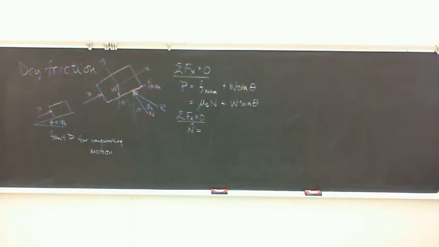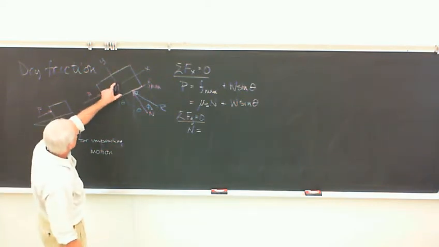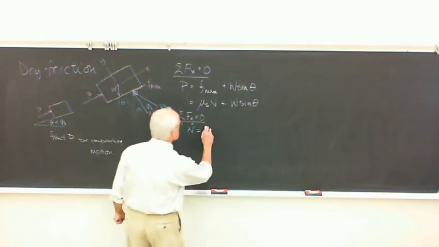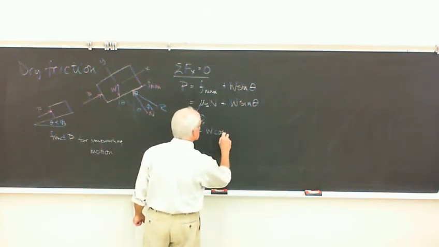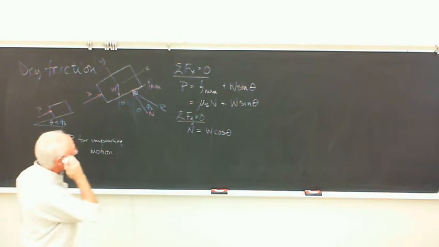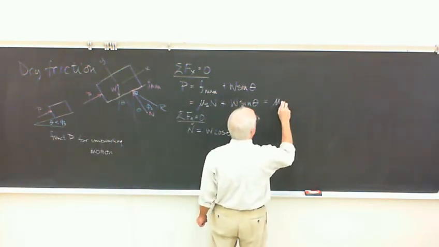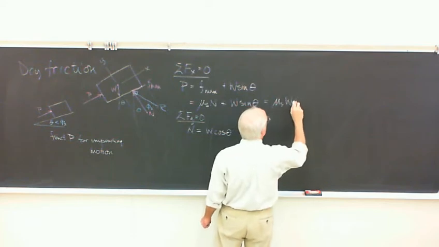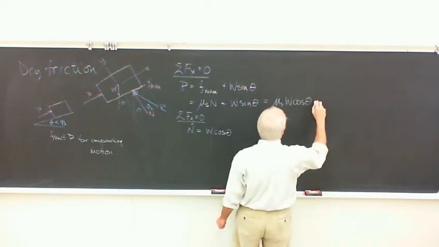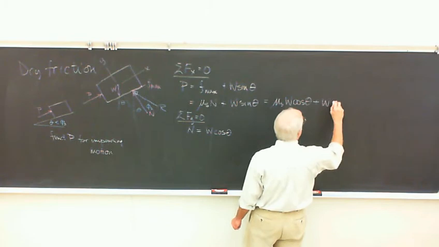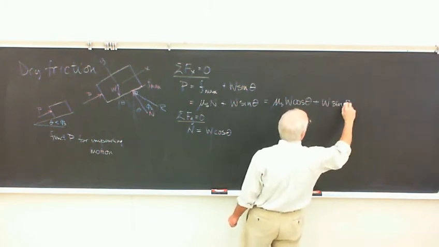N equals... We only have the y component of the weight, which is W cosine theta. So we can put that in that piece up here: mu s W cosine theta plus W sine theta.